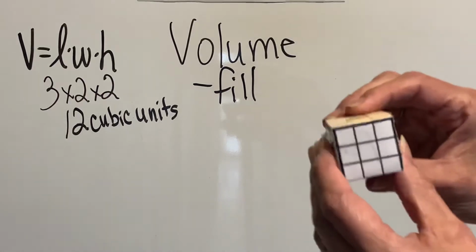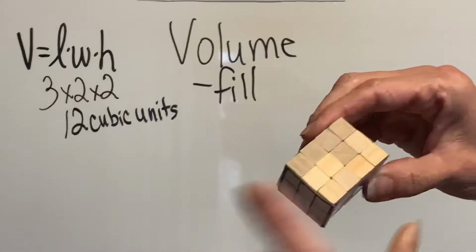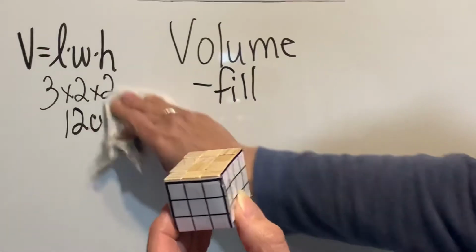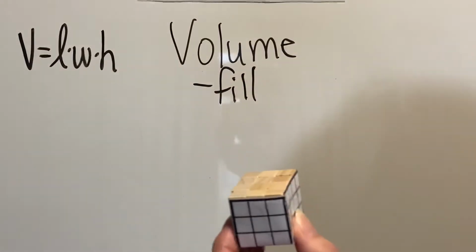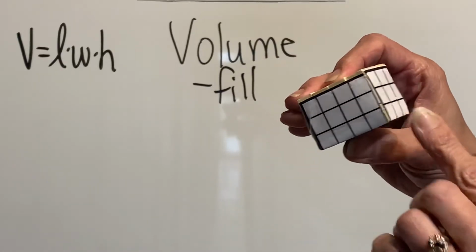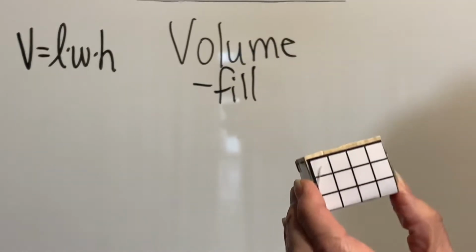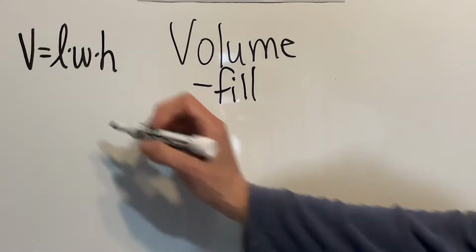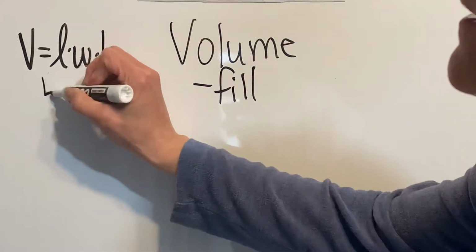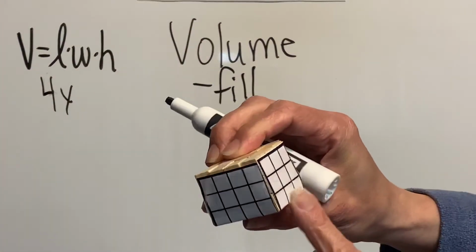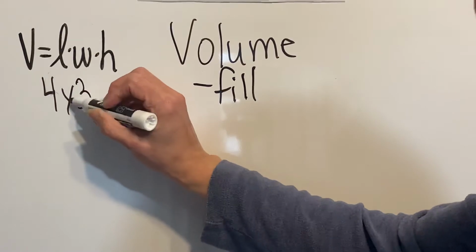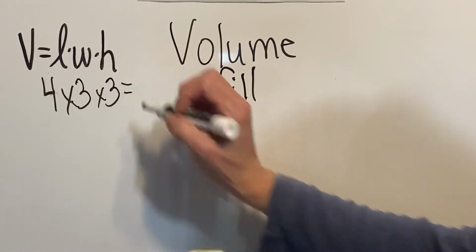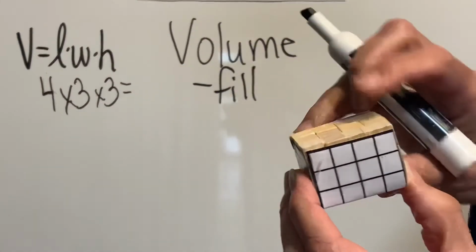So for this next one, when I'm looking at this visual representation, I can figure out how many cubes are in there by using the formula. So this time I'm going to use the formula, and I've got length times width times height. So my length this time is 4. And then I've got my width is 3. And my height is 3. So now I can figure the volume. And these are, remember, cubic units.